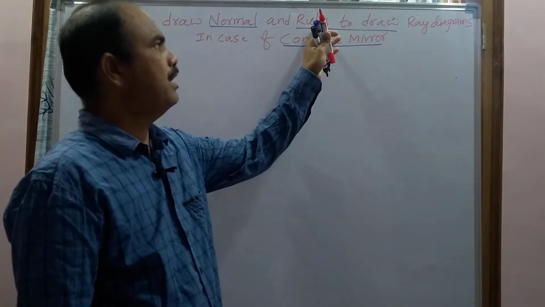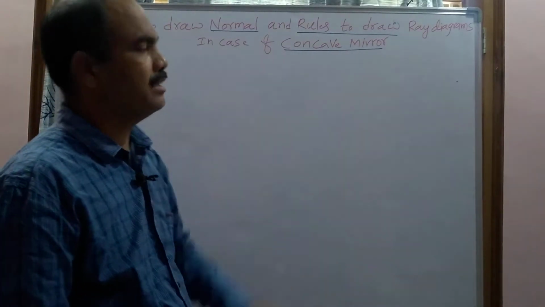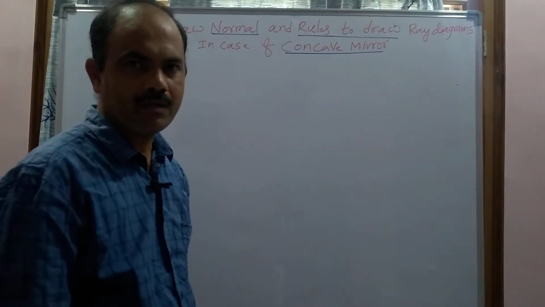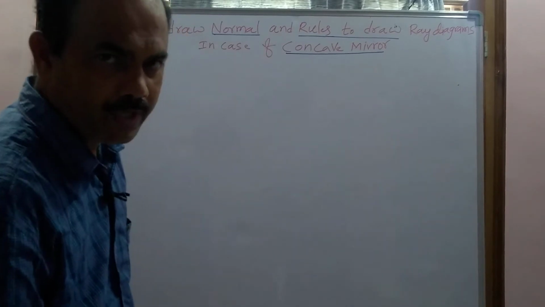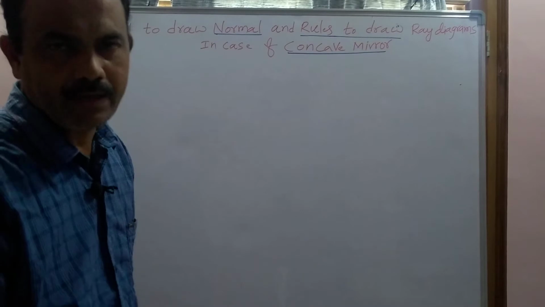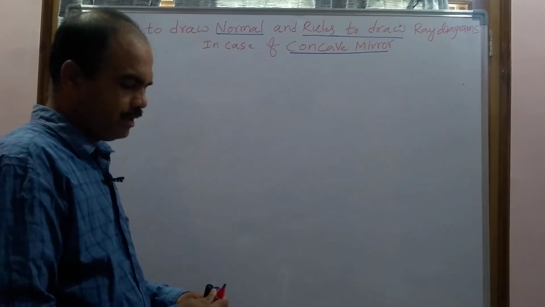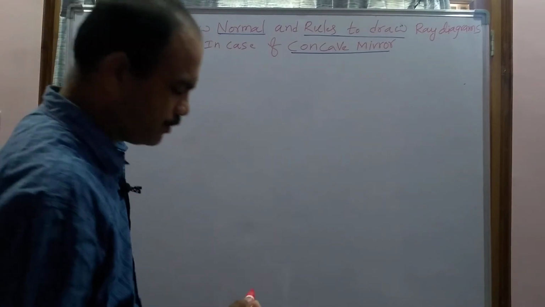After that I am going to teach the rules to draw ray diagrams in the case of the convex mirror. First of all, I am going to explain how to represent the pole, center of curvature, principal axis, aperture, radius of curvature, focal length and focus for a convex mirror.